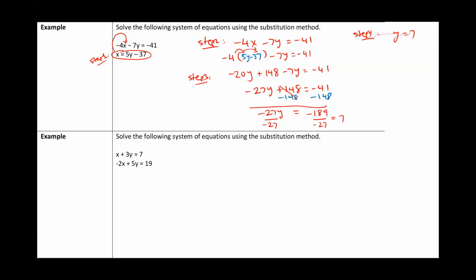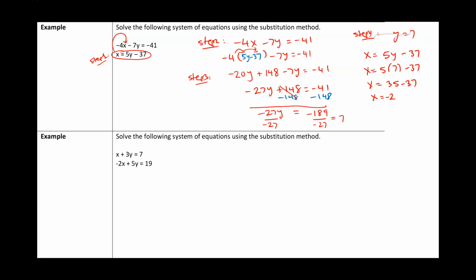So to find the value of x, you have two equations, equation 1 and 2. I'm going to use the second equation because it's easier, which is x equals 5y minus 37. If you use the first equation, you would get the exact same answer. It doesn't matter which one you use. All right, now y is 7, so it's going to be 5 times 7 minus 37. 5 times 7 is 35, and 35 minus 37 is equal to negative 2.